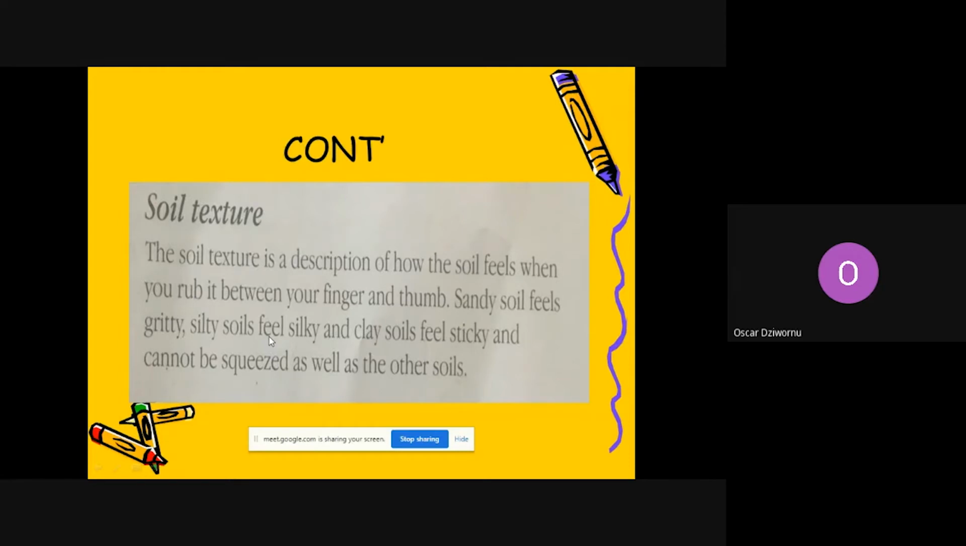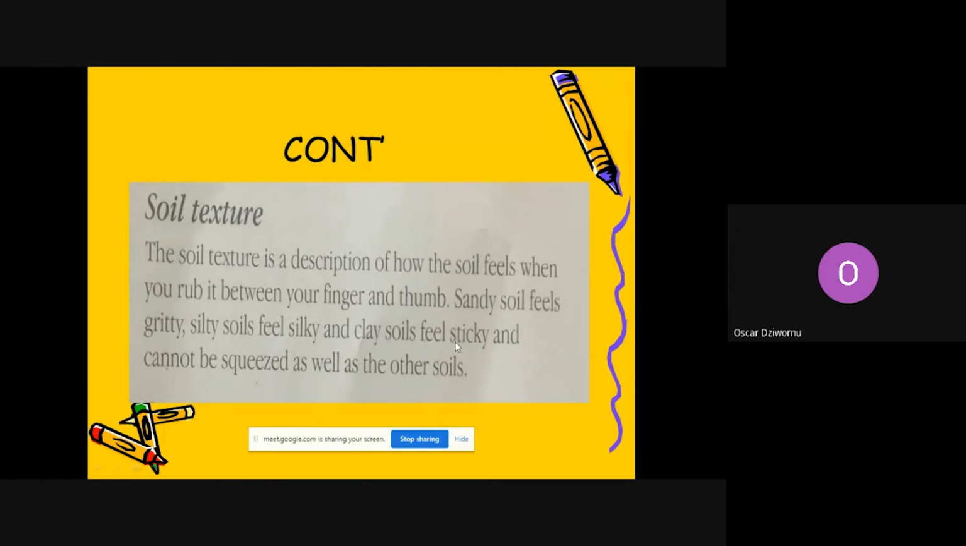Sticky. During your art, did you experience the sticky nature of clay soil? Yes, Mister. So that is why you were able to use it to mold different designs of artifacts. So sticky, but it cannot be squeezed as well as other soils.